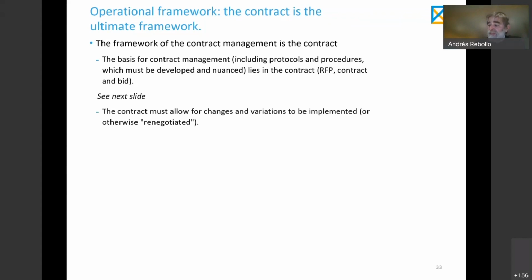And we will discuss with some detail about some highlights. We will give some highlights about to what extent or for what particular things we need a contract, or what should be incorporated into the contract. But first, let's discuss a couple of things. The contract, to be a proper framework for its own management, must allow for changes and variations. So the contract needs to anticipate changes, okay? Because otherwise we will need to renegotiate.